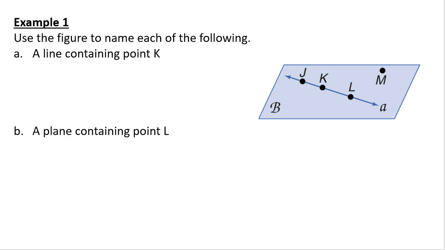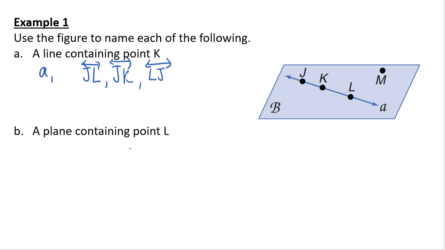Okay, our first example. Use the figure to name each of the following. A line containing point K. So I have a line that contains point K. There are so many ways I could name this. I could name this as A, the cursive letter that's sitting next to the line. I could name it as line JL. I could name it as line JK. I could name it as LJ. Okay, there's a bunch of different ways I can name that. I'm not going to list all of them.